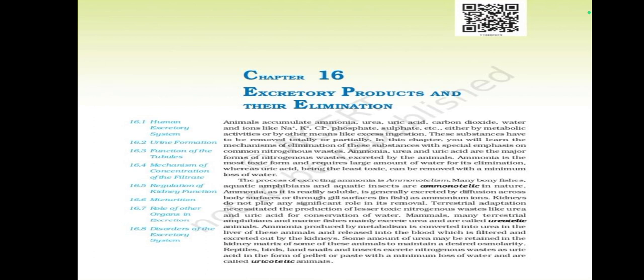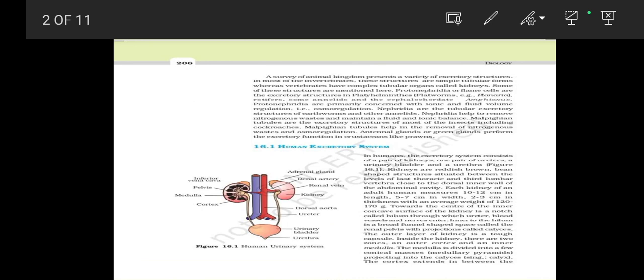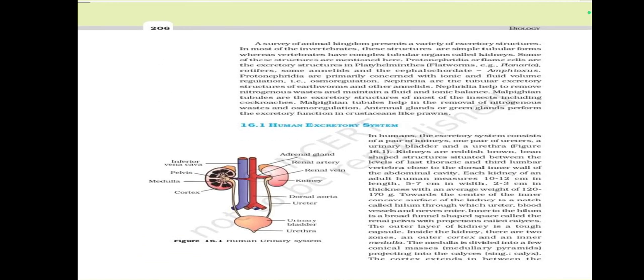Reptiles, birds, land snails, and insects excrete nitrogenous waste as uric acid in the form of pellet or paste with the minimum loss of water and are called uricotelic animals. The survey of the animal kingdom presents a variety of excretory structures. In most of the invertebrates these structures are simple tubular forms, whereas vertebrates have complex tubular organs called kidneys. Some of the structures are mentioned here.